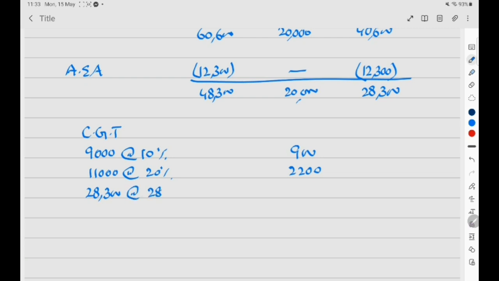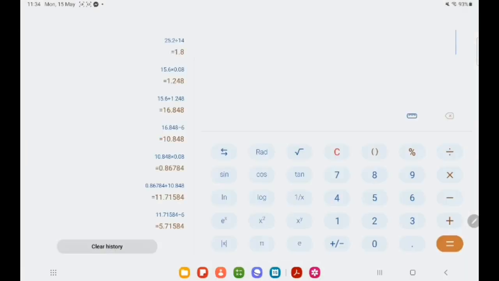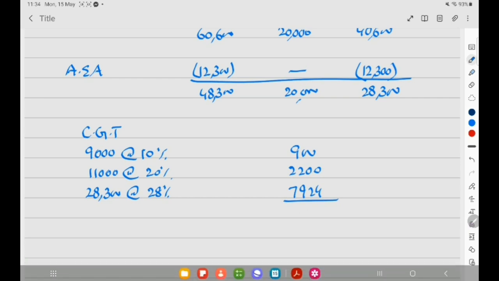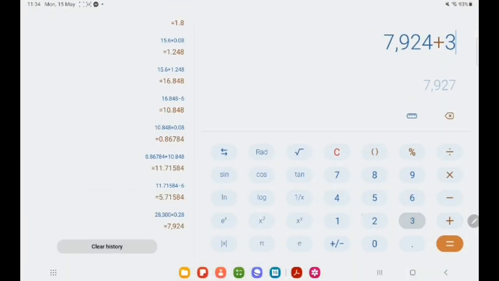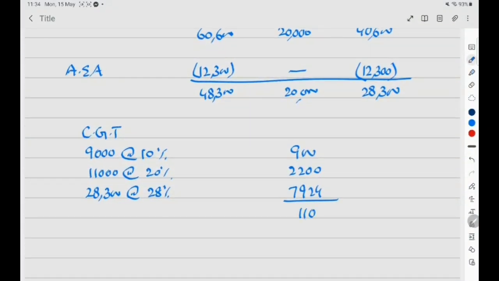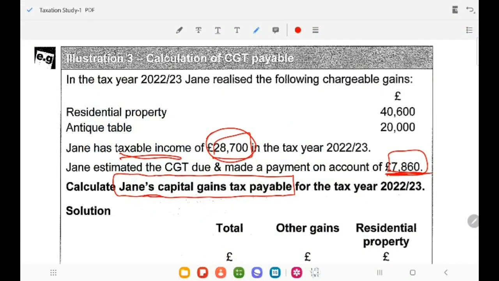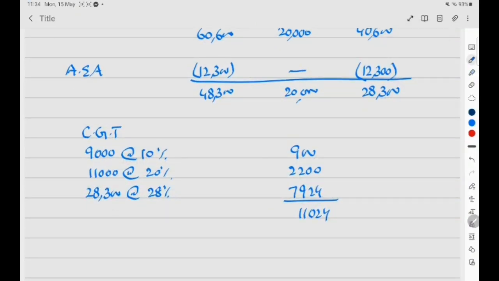Then we have to calculate the tax liability on residential property, which is at the rate of 28%, because now the higher rate will apply. We don't have unused basic rate band. So on this 28,300, we have to pay tax at the rate of 28%, and that would be 7,924. So total tax liability you have is 7,924 plus 3,100, so this is 11,024. But out of this you have already paid some tax liability. You have paid an amount of 7,860. This is to be deducted. This is CGT liability.